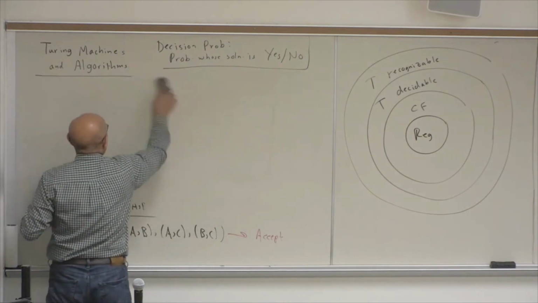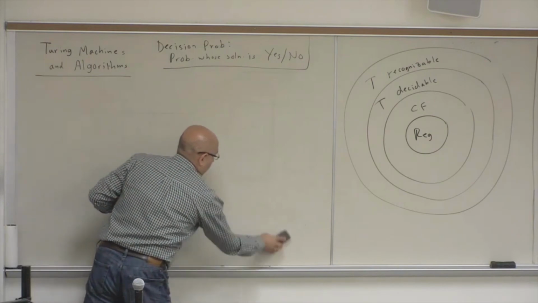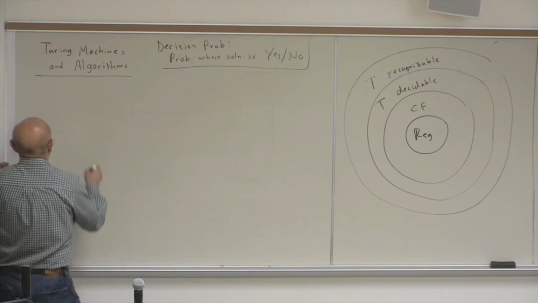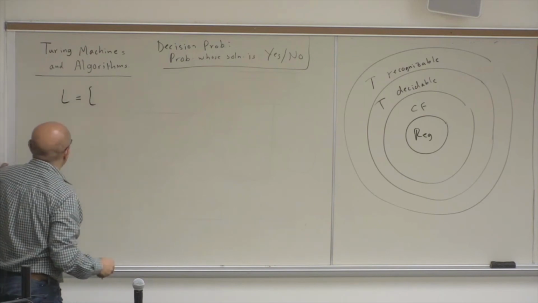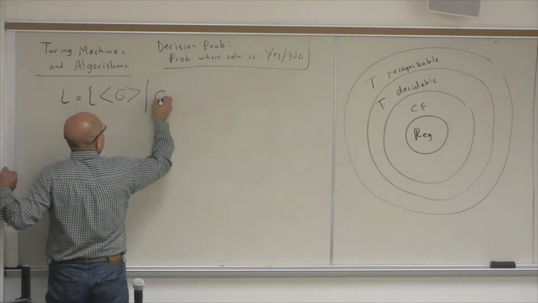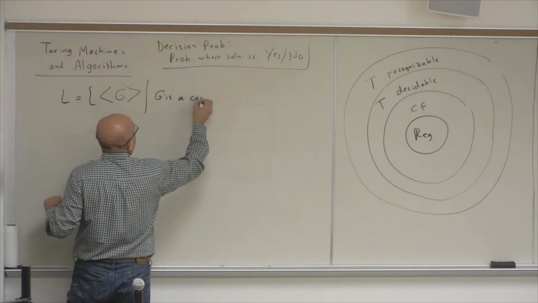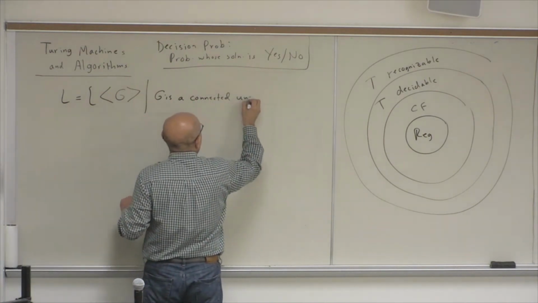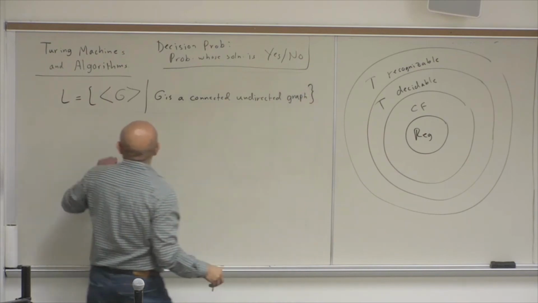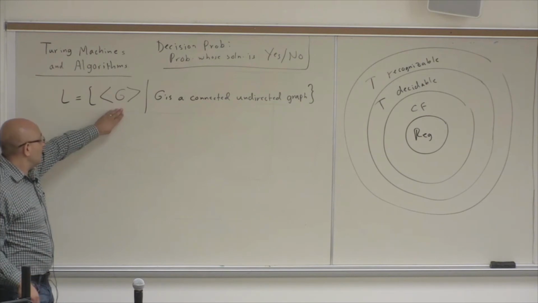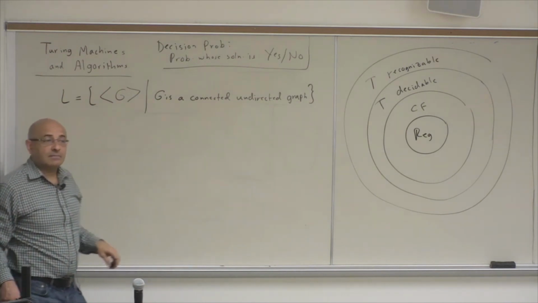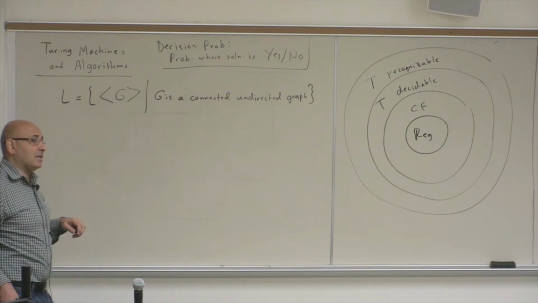Okay, so now let's look into a problem that has to do with this graph algorithm problem. We can formulate it as this language L, the set of G, where G is an encoding of a graph, G is a connected, undirected graph. So it's the language that includes the set of strings that are encodings of graphs, and these graphs are connected, undirected graphs. And this is a language that's recognized by a Turing machine.